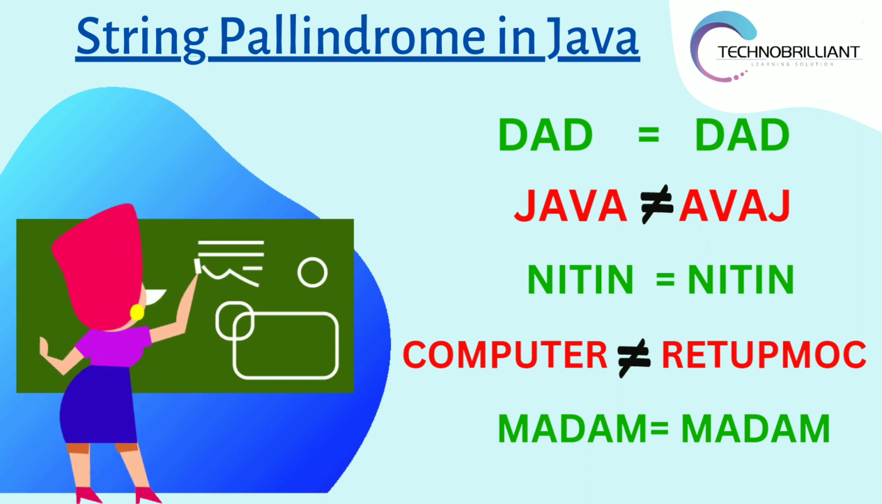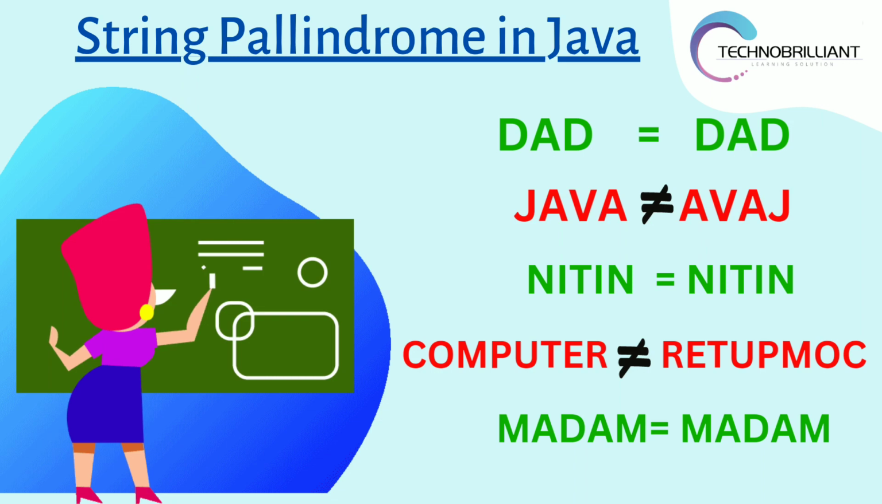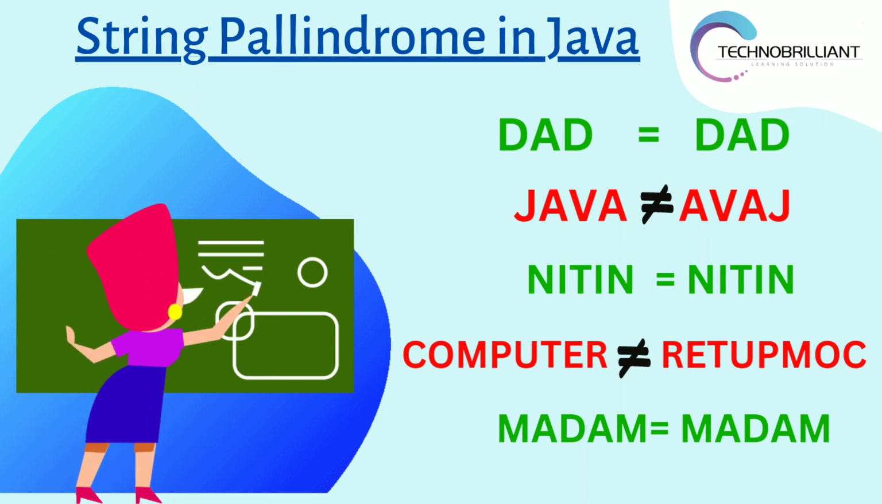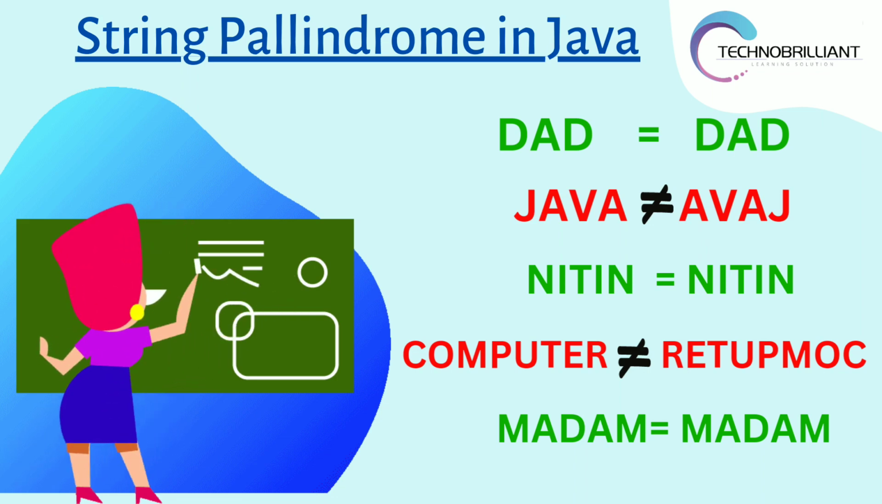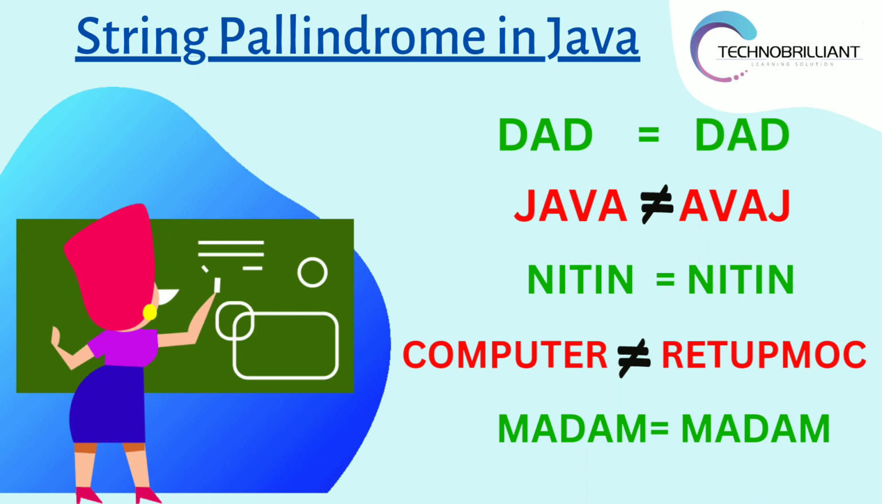I have taken here one string, DAD. The reverse of this string is the same, DAD. One more example, JAVA. The reverse of this string is AVAJ. That is not a palindrome.